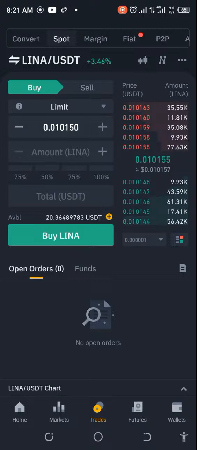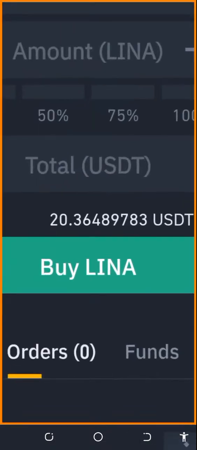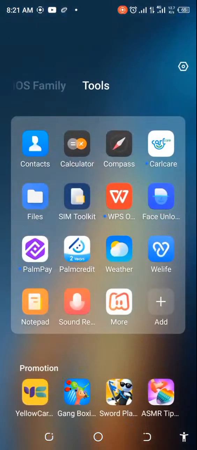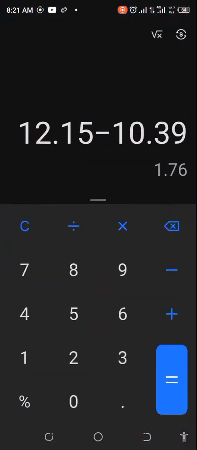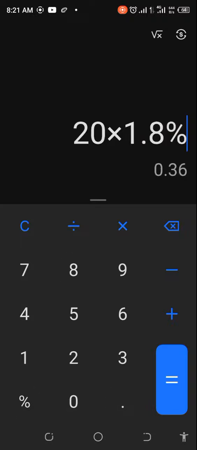Would we call it triangular arbitrage spot trading? Because we were trying to get this sold to BTC and BTC was looking at us like, I'm not ready for you. So let's go see how much we made and the profit percentage. That's 36 cents. Let us see. That's 20 times, I think that should be 1.8%. Yeah, that's it.